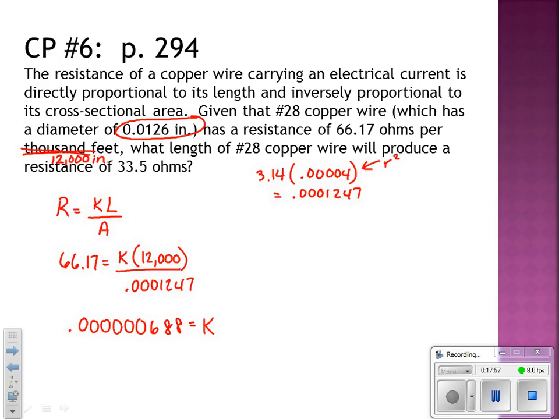Okay, so now in my generic model, I can use K to figure out what the resistance of 33.5 is going to yield me for a length. So 33.5, that's my desired resistance. K we now know, and that's 0.000000688. Length, that's what we're determining. In that cross-sectional area, it's still the same wire, so this stays the same. Okay, so work the math out there. Use your calculator, obviously. We end up with a length of approximately 506 feet.